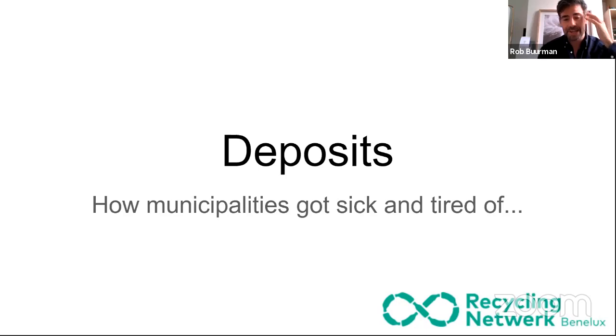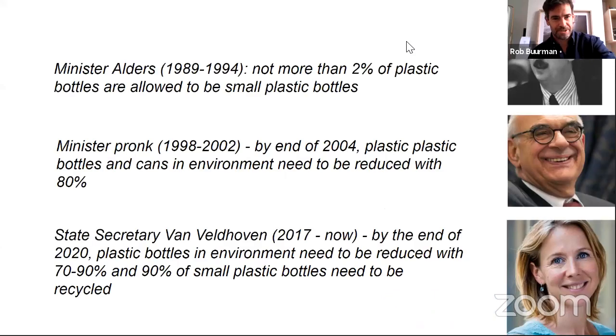I've got a little bit of a provocative title, and that's how municipalities got sick and tired of basically 30 years of very slow progress. I'm going to give you a little bit of a dive into Dutch history with respect to DRS. In the beginning of the 90s, there was a minister called Aldus, and he wanted to have deposits on plastic bottles and cans, but also on cars, on refrigerators, on batteries.